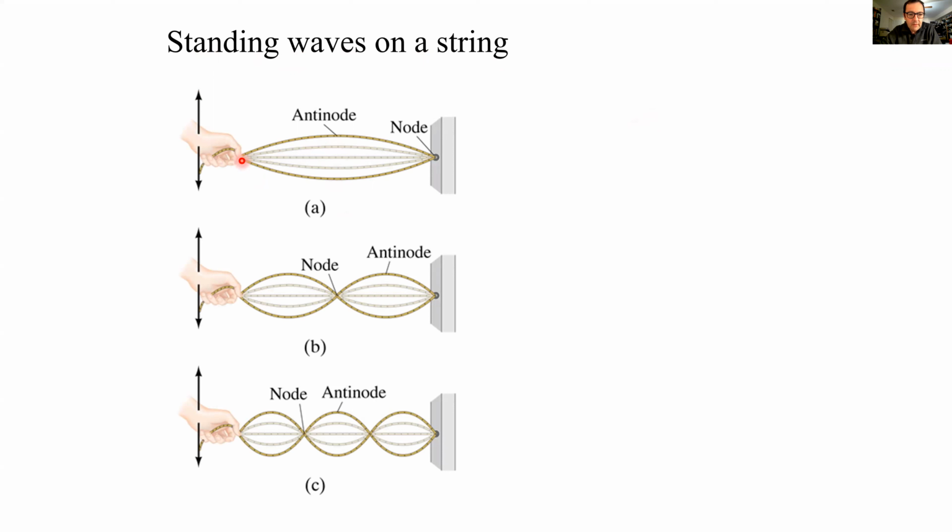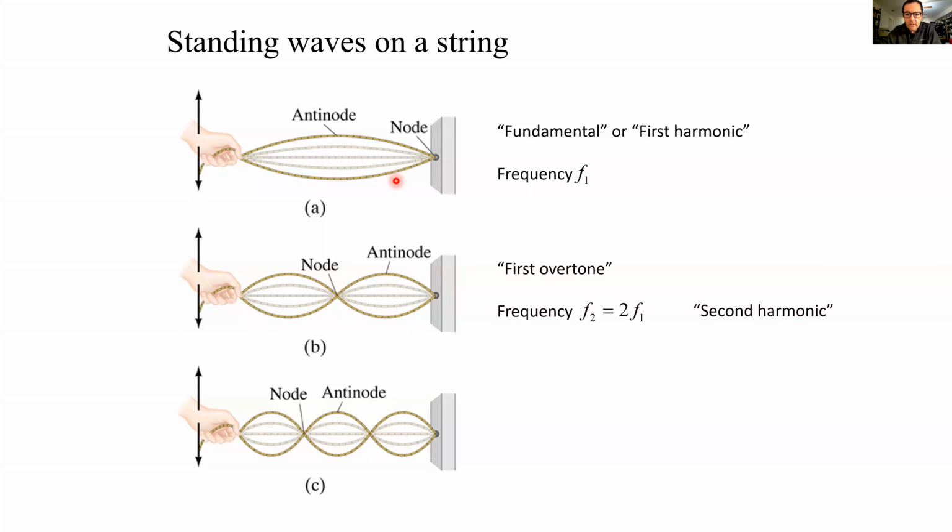on a string. You can have something like this and like this and like that. This one is called the fundamental, the first harmonic. We calculated its frequency, but let's just call it F1 here. The next one is the first overtone or the second harmonic. It has a frequency that's twice as much as the fundamental. And this one, which is the second overtone or the third harmonic, is 3 times the frequency of the fundamental.